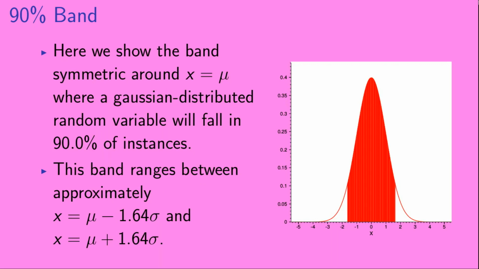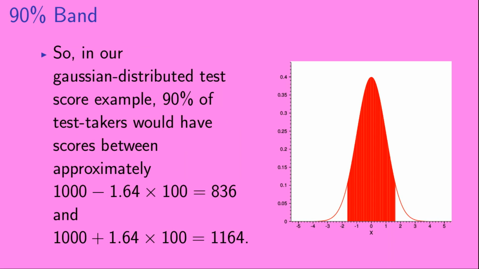Okay, so here we show the band symmetric around x equals mu, where a Gaussian distributed random variable will fall in 90% of instances. This band ranges between approximately x equals mu minus 1.64 sigma and x equals mu plus 1.64 sigma. So in our Gaussian distributed test score example, 90% of test takers will have scores between approximately 1000 minus 1.64 times 100, which equals 836, and 1000 plus 1.64 times 100, which equals 1164.